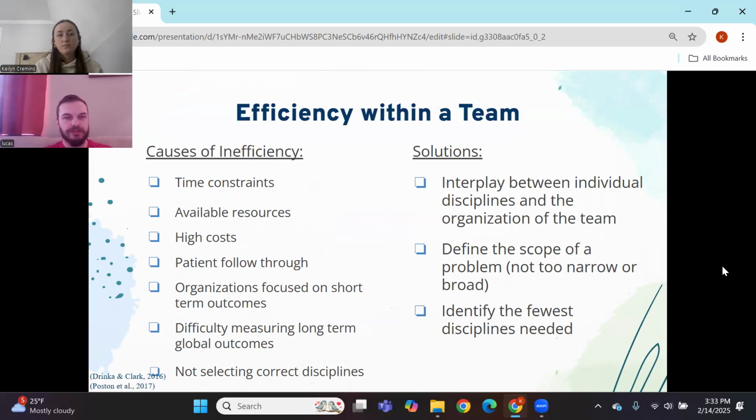So, efficiency within a team. There are many causes for inefficiency. It could be time constraints, available resources, high costs, patient follow through. It could be a focus on short-term outcomes or difficulty measuring long-term global outcomes or not selecting correct disciplines. And there are solutions to these, including interplay between individual disciplines and the organization of a team, defining the scope of a problem and not doing so too narrowly or too broadly, and identifying the fewest disciplines needed.